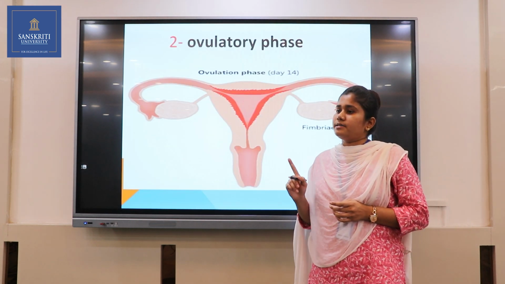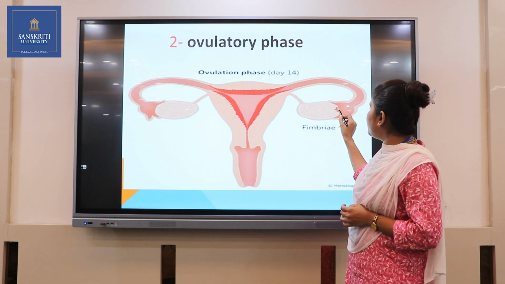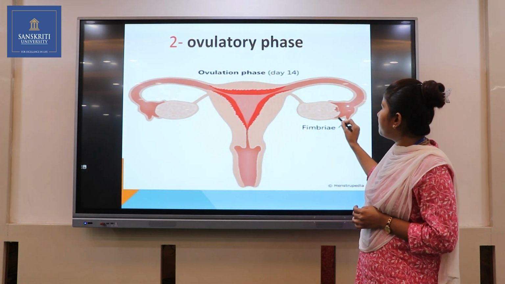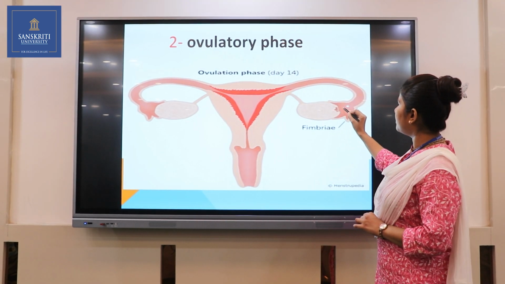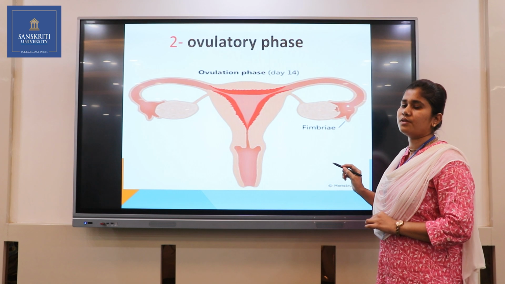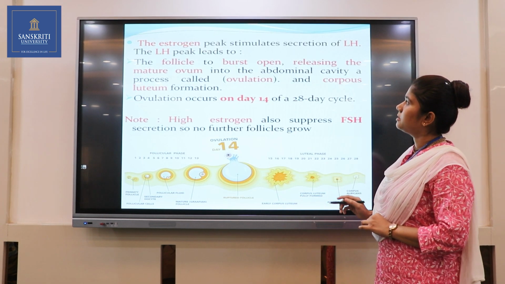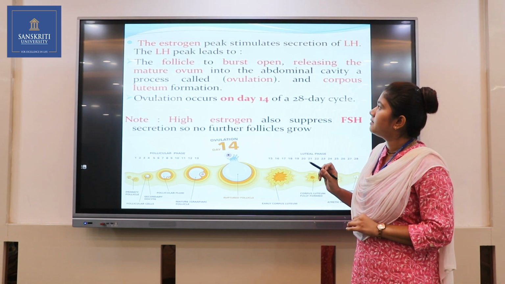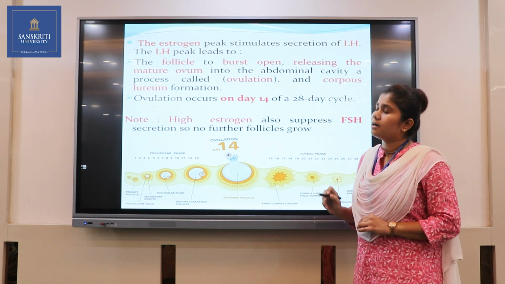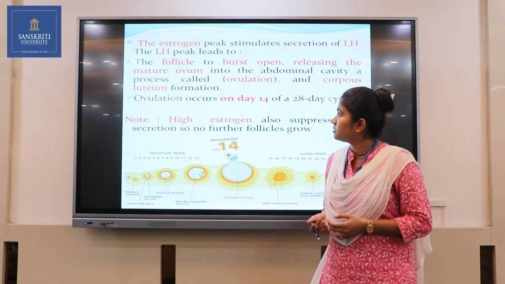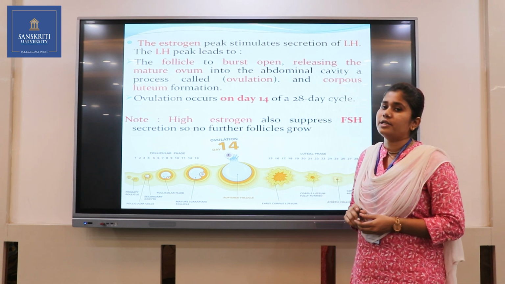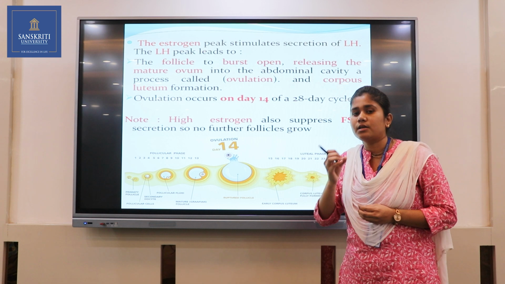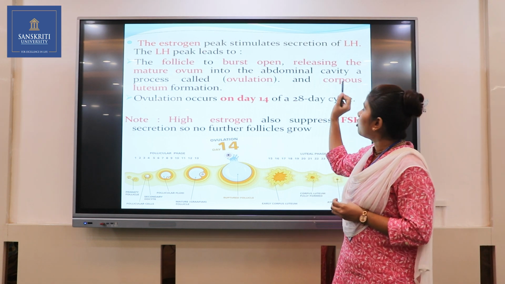Then the second one is the ovulatory phase, that is day 14. In this period, the ovulation occurs, and the ovum is caught by the fimbriae of the fallopian tube. This is the fimbriae. Next, we will show that the estrogen peak stimulates secretion of luteinizing hormone, and the luteinizing hormone peak leads to what? It leads the follicle to burst open, releasing the mature ovum into the abdominal cavity. This process is called the ovulation process, and the corpus luteum forms. The remaining thing in the ovary, the outer covering of the Graafian follicle, is called the corpus luteum.